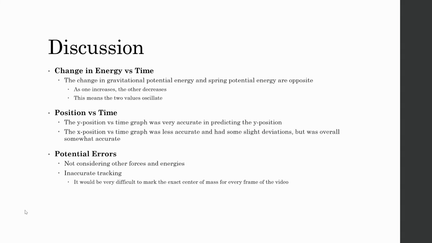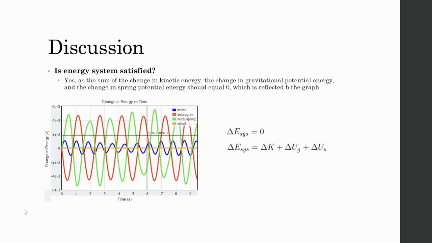In the two position versus time graphs, the x and y positions of both the observed and computational models were compared. The y position versus time graph had very similar values for both models, indicating a very accurate prediction. The x position versus time graph was also similar, but it has some deviations and was less accurate. Potential errors that could have led to this deviation are forces and energies that were not considered, such as drag, and inaccurate tracking due to the placement of the center of mass.